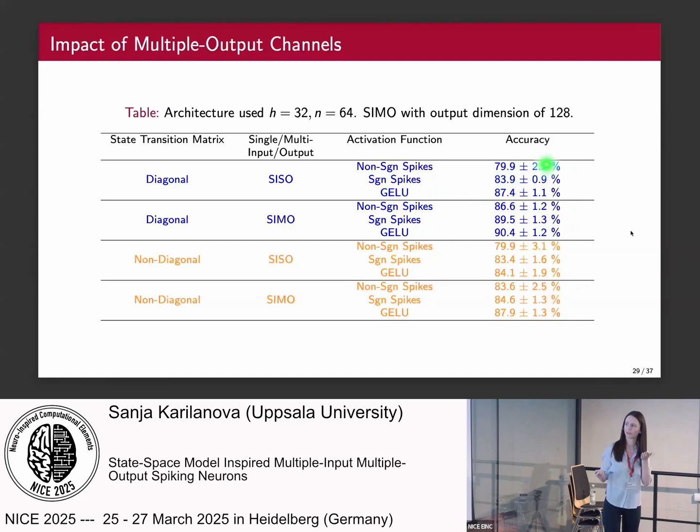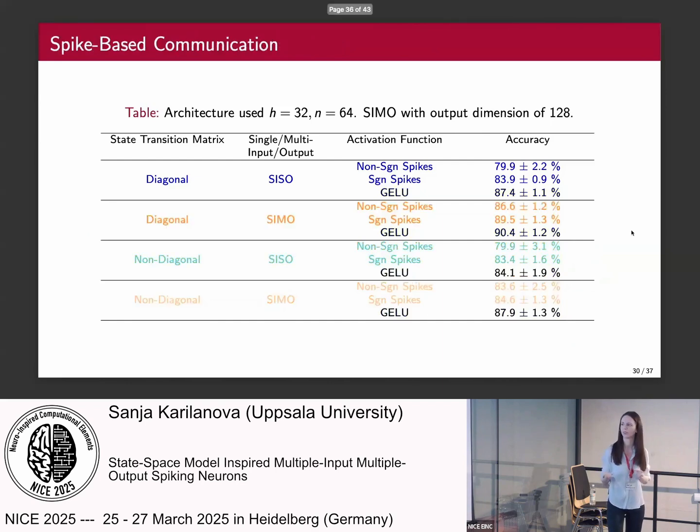So comparing the first row here with the third, and the corresponding ones based on the activation function. A similar thing can also be noticed in the non-diagonal cases, where again there is an increase in performance comparing the corresponding rows. So what this means is that multiple output helped us in terms of performance in the cases where we had diagonal state transitions, so the state variables were decoupled and not interacting, as well as in the non-diagonal case, where they were interacting with each other in the state transition phase.